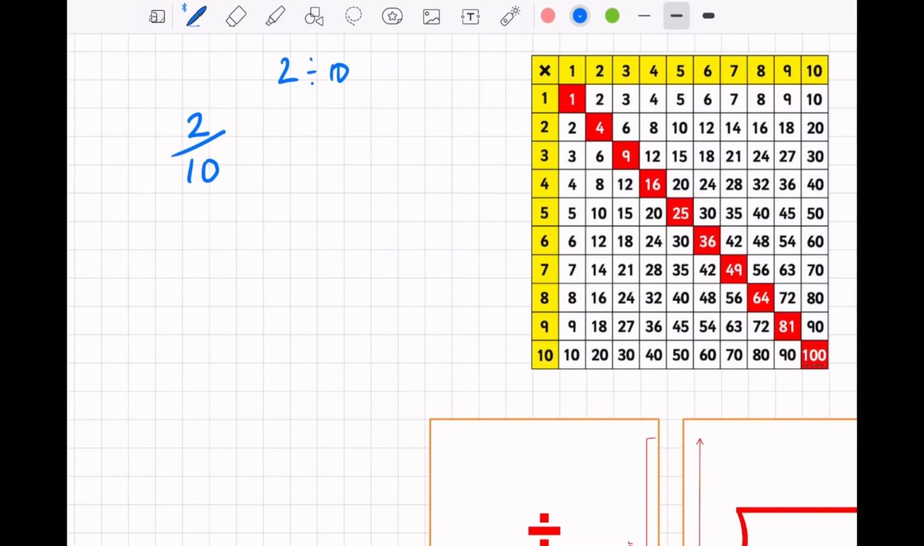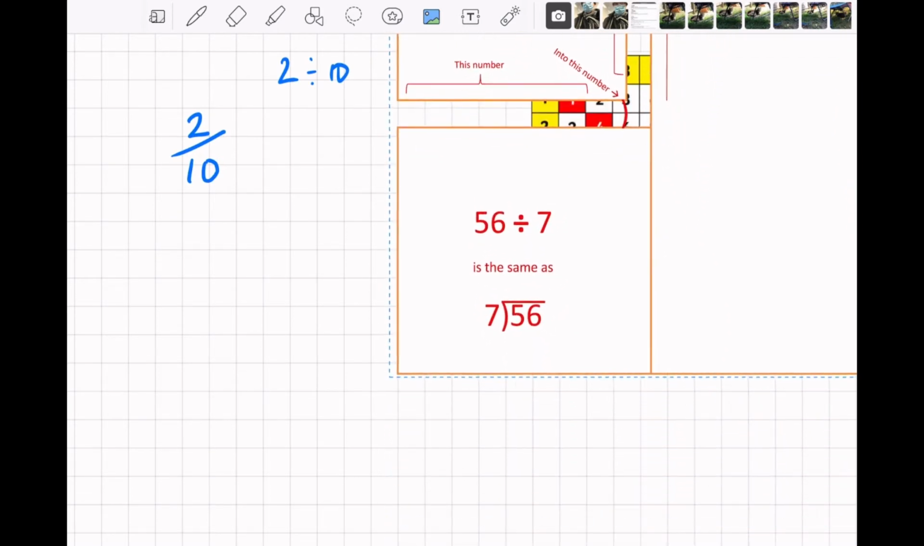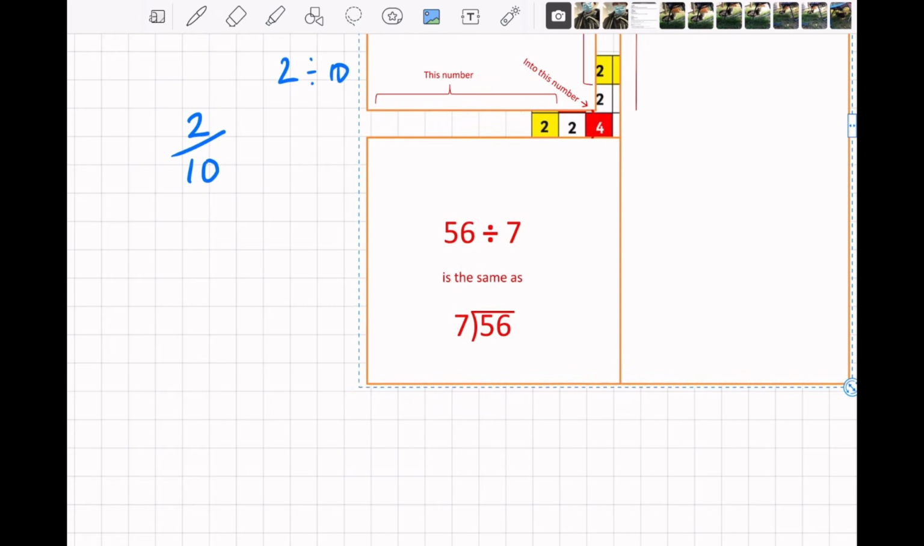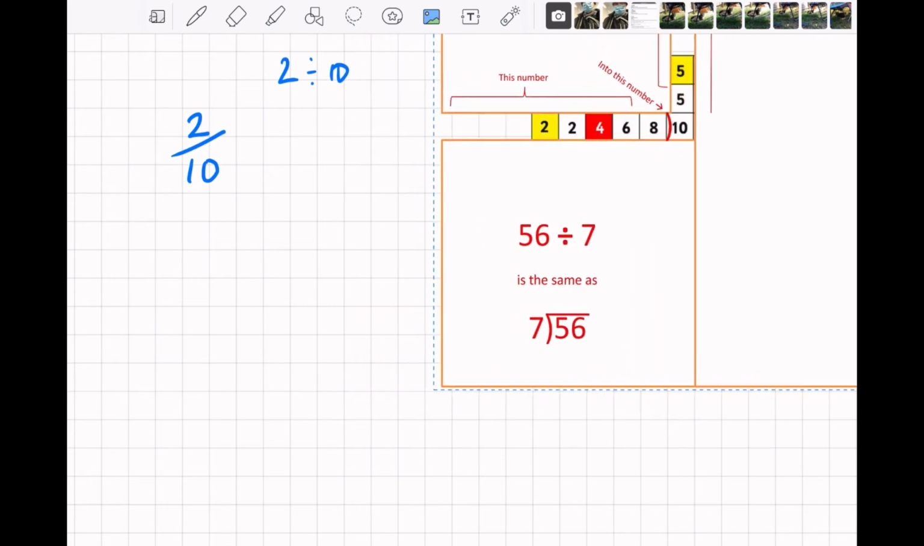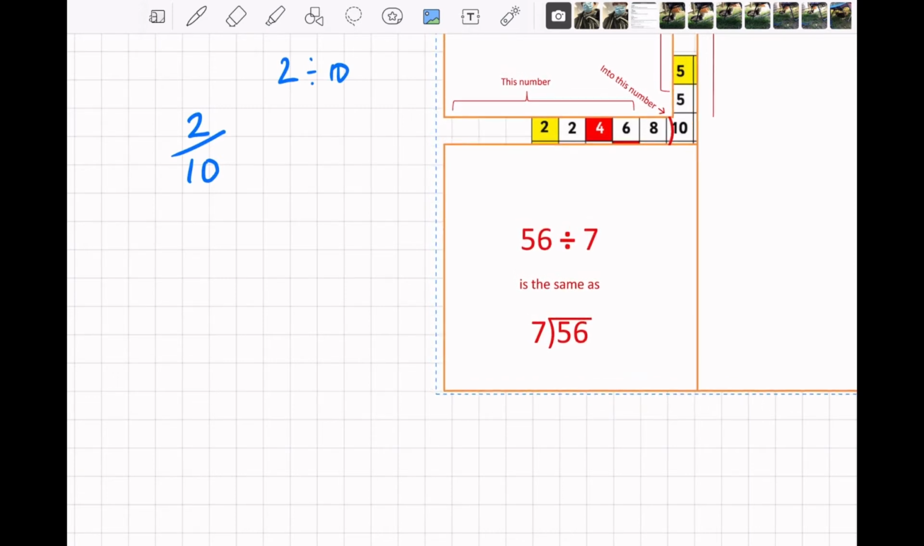So have a look at what I do, and I'm going to use my tables finder, but of course you can just trace along with your finger. So I'm going to look at the 2 times table. So I'm going to slide this thing up to the 2 times table, and now I'm going to go across until I find the other number I need, which is 10, and you can see it right there. Okay, so this is the table that we're going to be using. It's very handy. So what do we do with it? How do we use it?